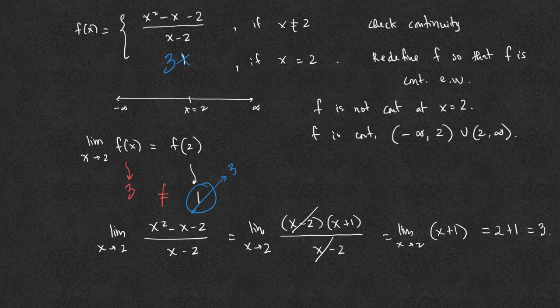The new function that we would need to define is a piecewise function, f of x, or it is better to use a new name, g of x, equals (x squared minus x minus 2) over (x minus 2) if x is not equal to 2. And if x is 2, then we define g of x equals 3. Usually, when we redefine the function, we only redefine a point. In this case, we move the point (2, 1) to y equals 3 when x equals 2.